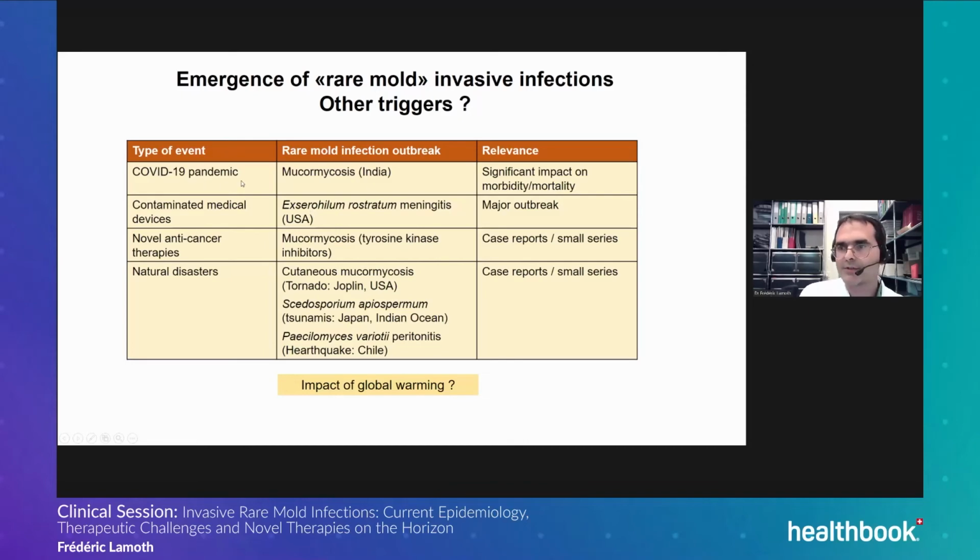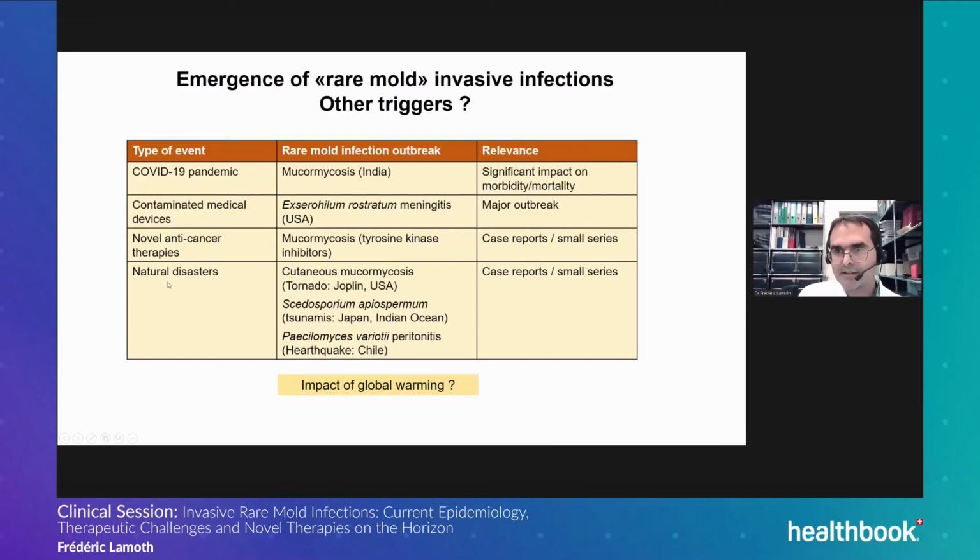So of course, the most important one, as discussed before, is the mucormycosis burden during the COVID-19 pandemic, mainly in India. But remember, we also had this important outbreak of Exserohilum rostratum meningitis in the US, which was associated with the contamination of corticosteroid injections. So again, a rare mold, which is very rarely pathogenic here. Novel anti-cancer therapy like ibrutinib can cause aspergillosis, but also some case reports of mucormycosis.